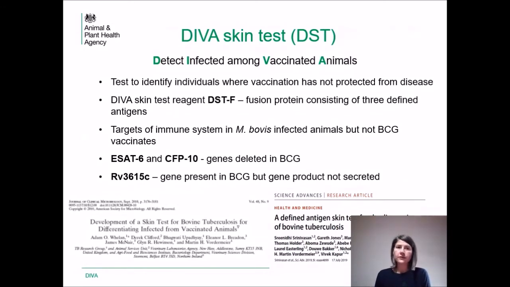And the 3 antigens are ESAT6 and CFP10. Both of these genes are deleted in the vaccine strain BCG. And then there's Rv3615c, which is present in BCG, but the gene product is not secreted.